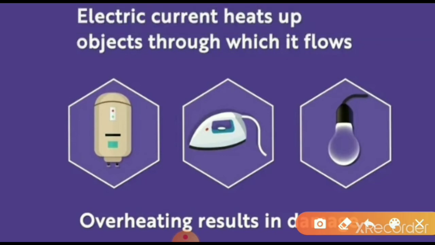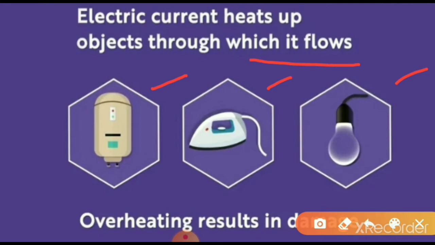In the last video we discussed some advantages of the effects of electric current, I mean the heating effect of electric current. Here the electric current heats up objects through which it flows. So what are the appliances here? I hope you all know these are electrical appliances: the electric water heater, electric iron box and light bulb.